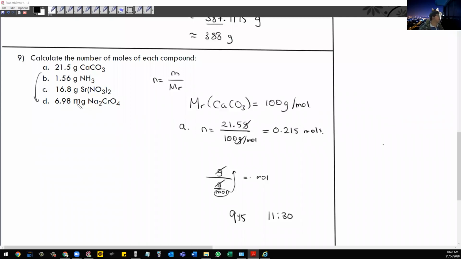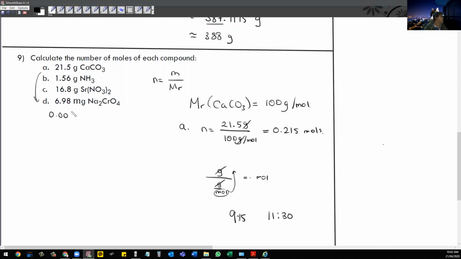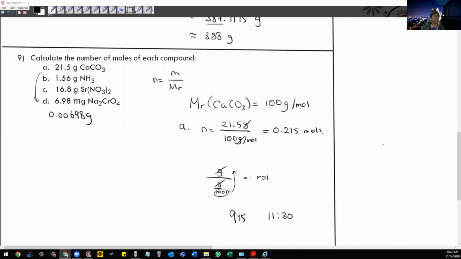So question 9 here says it's in milligrams, right? Just be careful with that, because it's 6.98 milligrams. So that's 0.00698 grams. Just divide that by 1,000. That'll be in grams, and all you have to do is find the molar mass of this substance here, and use that formula to figure out the number of moles.